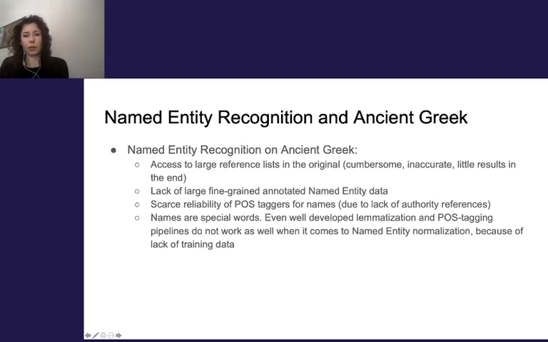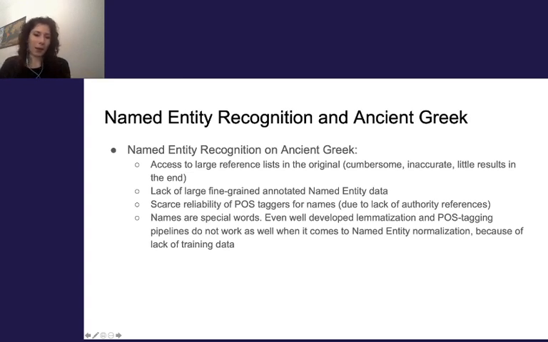Another side of this issue is, again, part of speech tagging. While we do have some part of speech taggers for ancient Greek, they definitely do not work as well as with modern languages, especially when it comes to named entities, to names. And again, this is a vicious circle, right? Because we have lack of scholarship, because we have lack of names that can function as training data, our POS taggers are not trained to recognize names, and so they do not work as well. So again, this all depends on a lack of a suitable infrastructure that could improve our named entity recognition tasks.